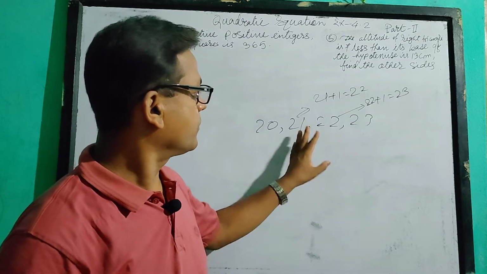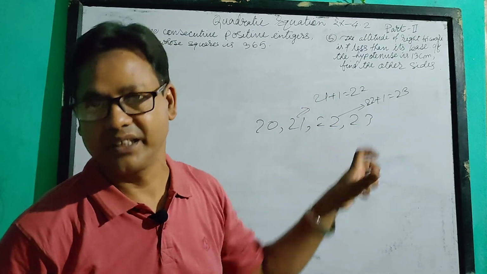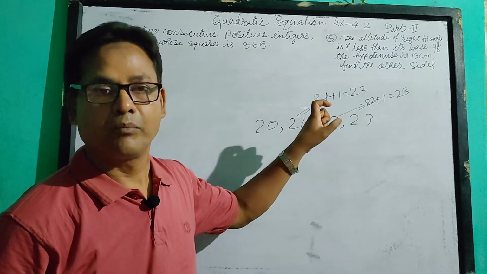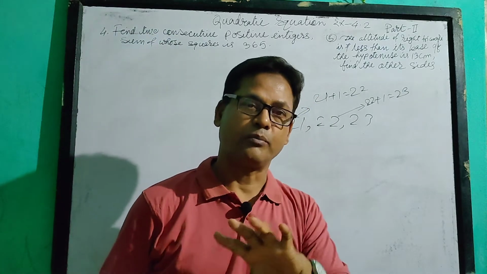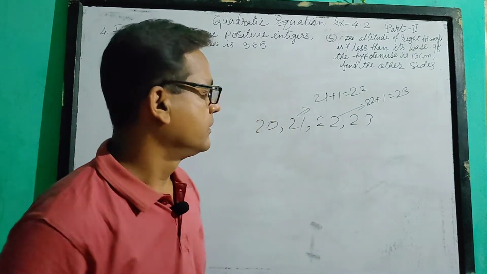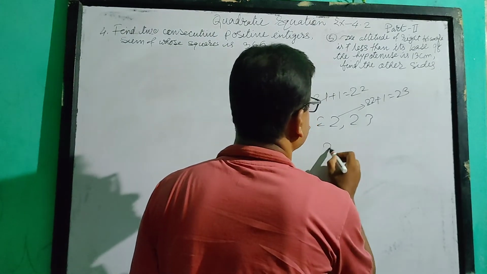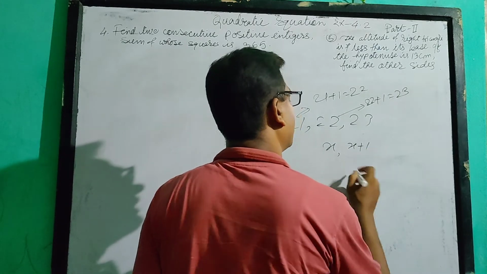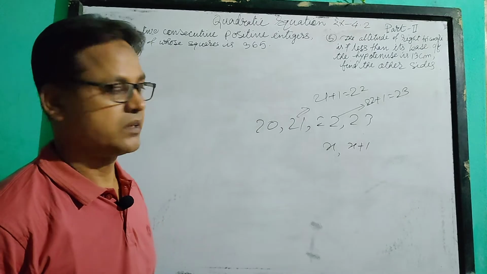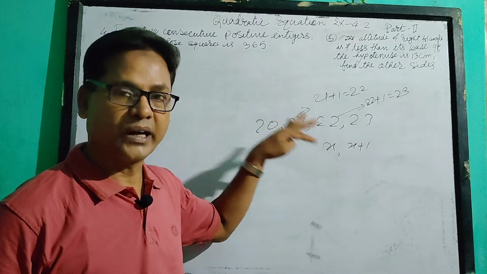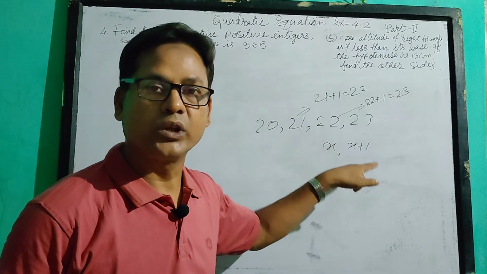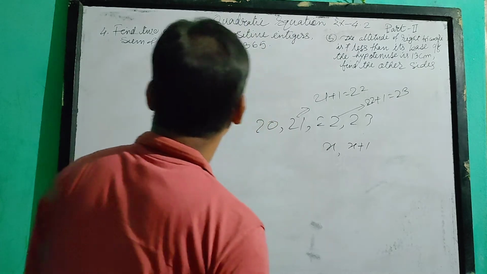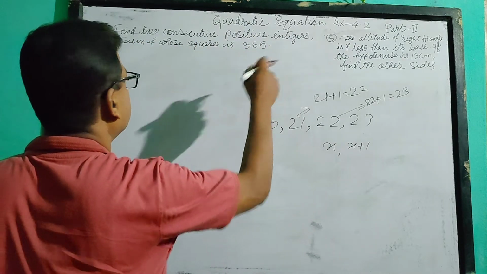From here we can conclude that consecutive numbers means one number is greater than another number by only 1. How much greater? Only 1. So, if one number is x, the next number will be x plus 1. Understand? Consecutive means one number is one more than another number. So now we have to find two consecutive positive integers.